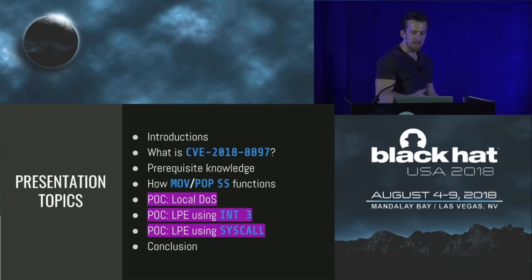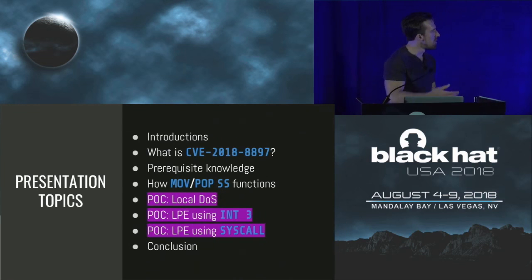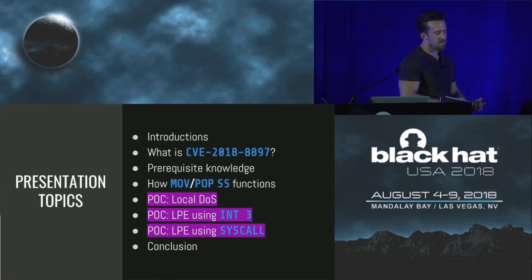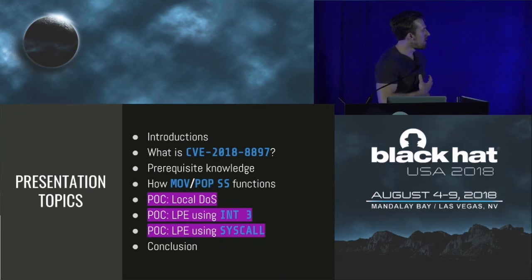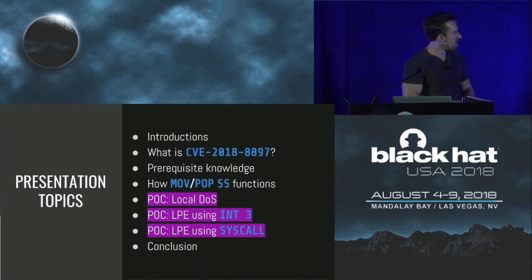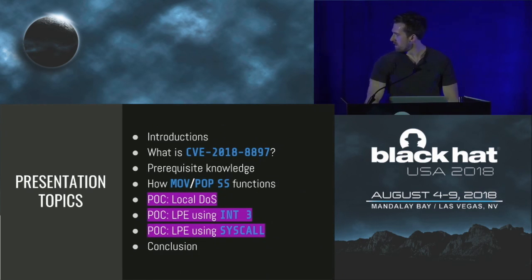And then we have 3 proof of concepts. It's kind of in order of how special they are. The first one is a local denial of service. It just blows up your own machine. It's not really that incredible. The second one is a local privilege escalation using Int3. This is the one that I personally weaponized. It's my personal favorite. And then we have the third one, local privilege escalation using Syscall. That's the one that Nemi here weaponized himself. That one's also incredible. And then we have a conclusion.